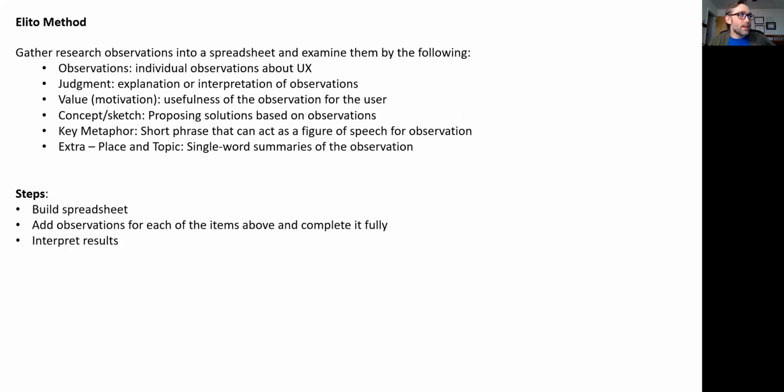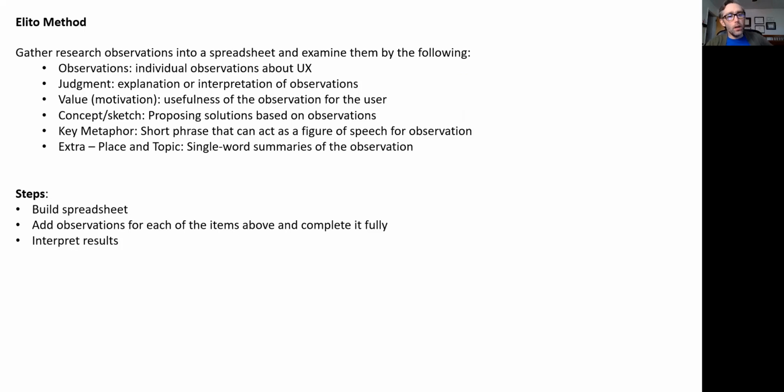I believe in the app design project, I had you guys do a little bit of observation, judgment, and value, at which point you could reiterate on your designs. Concept and sketch is proposing solutions based on what you observe. So this would be a part of the iterative design process where you design a prototype and then you modify it accordingly based on the feedback of the end user.